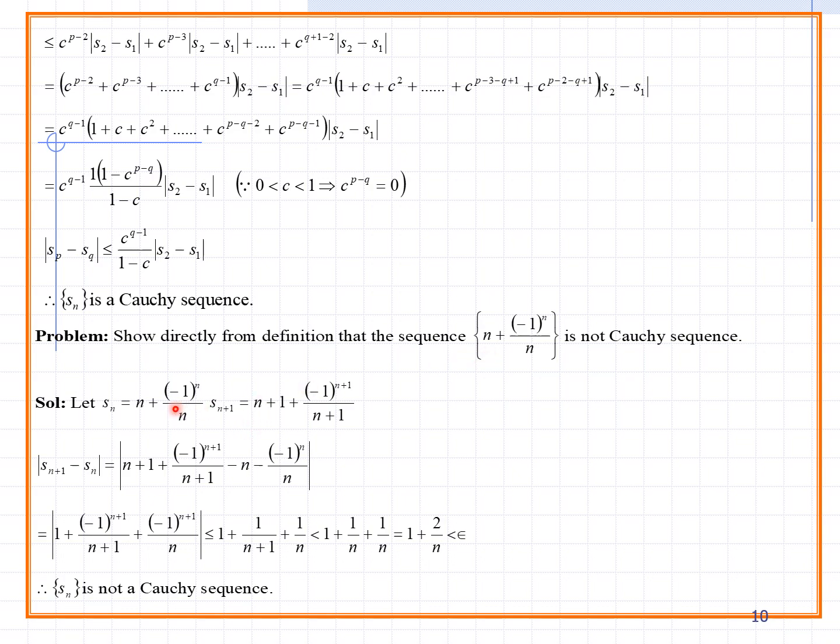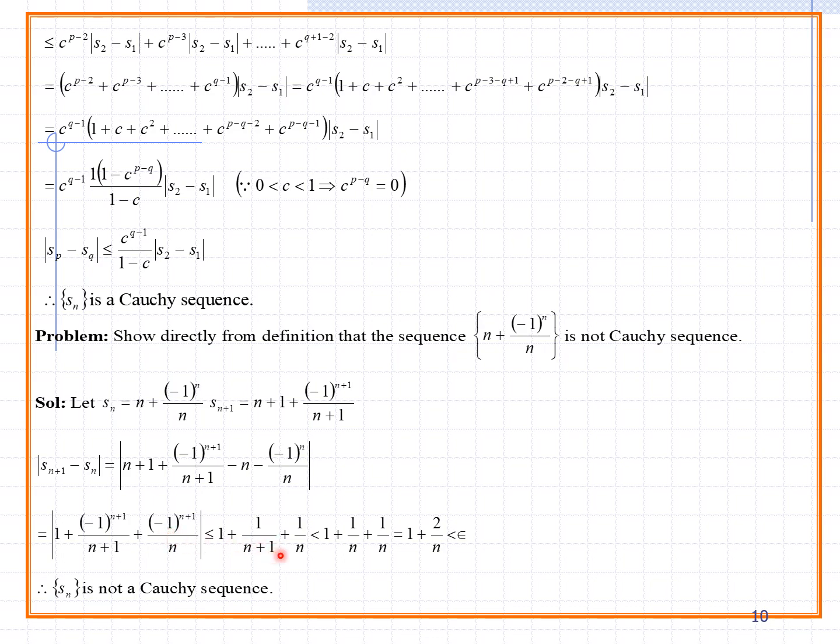Sn plus 1 means n is simply replaced by n plus 1. So after that modulus Sn plus 1 minus Sn. Actually, modulus Sn plus 1 minus Sn less than epsilon. Let us see this. You can apply this. You get 1 plus (-1)^(n+1)/(n+1) minus (1 plus (-1)^n/n). So this can be written as less than or equal to 1 plus 1 by n plus 1, and this one is 1 by n.